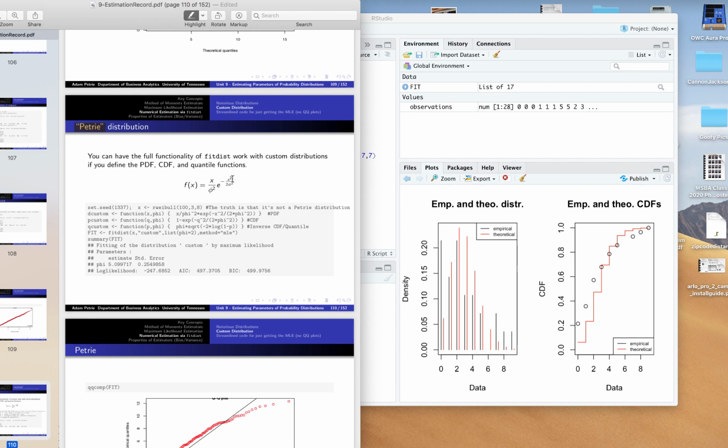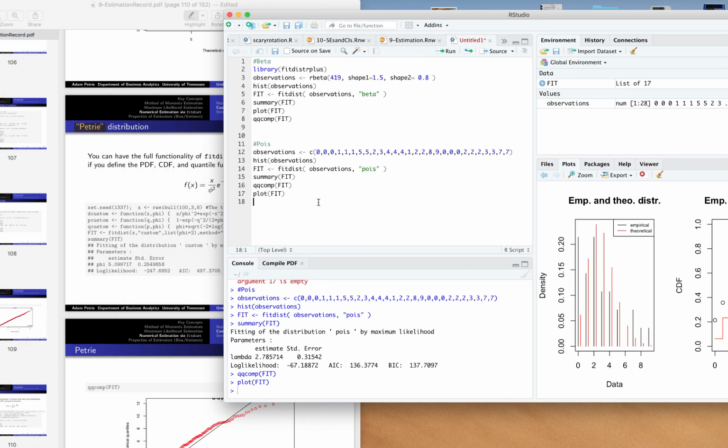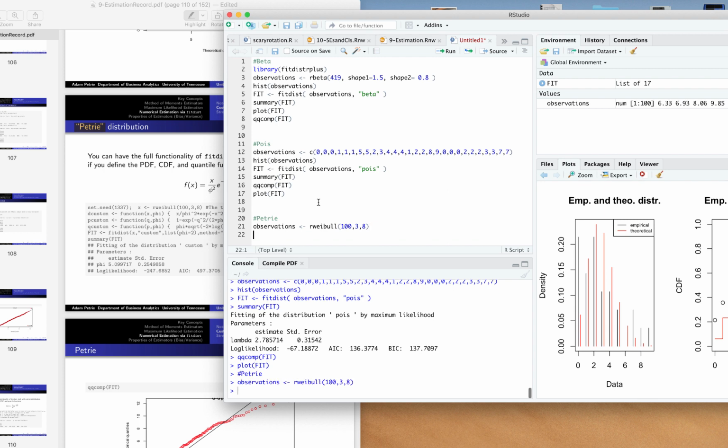So what if I wanted to fit a set of data to this probability distribution? Well, how would I do that? Let's start out with some observations. I'm going to generate some observations at random, but from a Weibull distribution with these parameters right here, 3 and 8. So the truth is my data isn't coming from a Petri distribution, it's coming from a Weibull distribution.